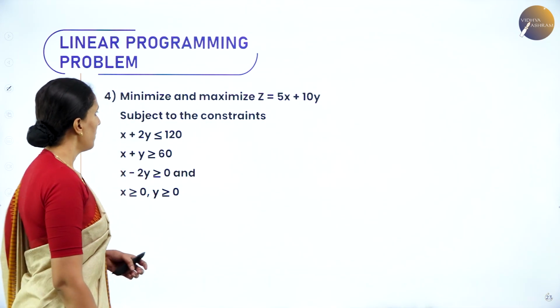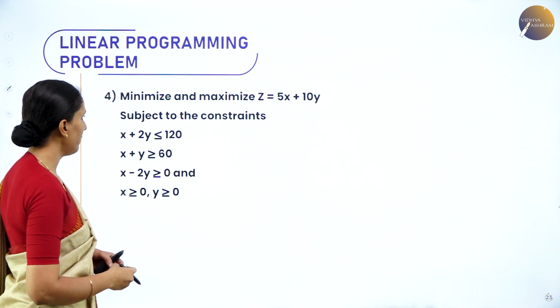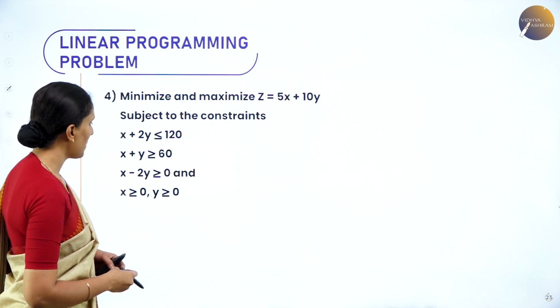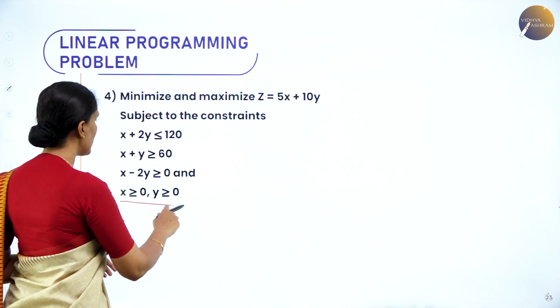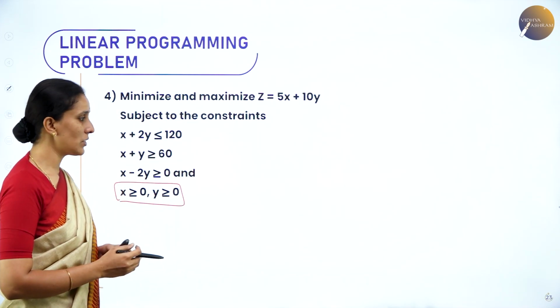Next question: minimize and maximize z is equal to 5x plus 10y, with x plus 2y less than or equal to 120, x plus y less than or equal to 60, x minus 2y greater than or equal to 0, and again x greater than 0, y greater than 0, which means you need to take the solution only in the first quadrant.